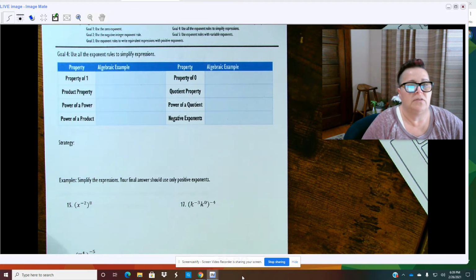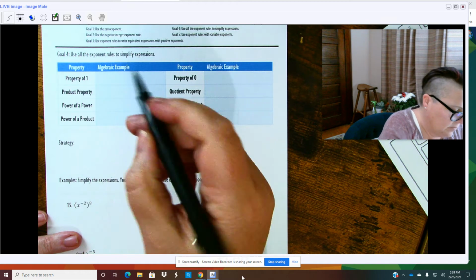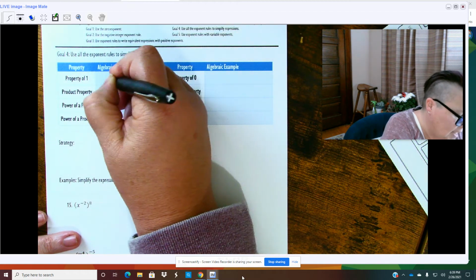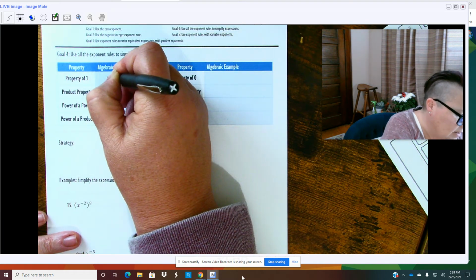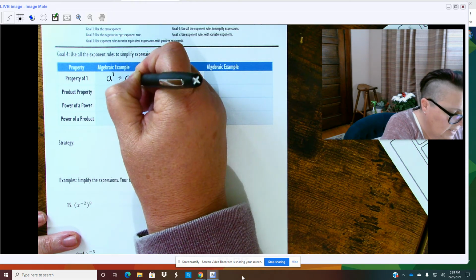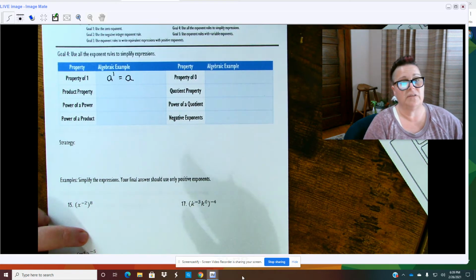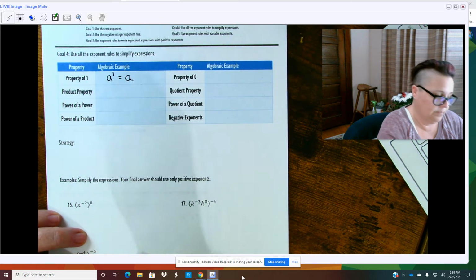So for exponents, the property of an exponent of 1 says that if you have a to the first power, this is the same as just an a. The exponent of 1 doesn't change the value of the number and it stays the same.